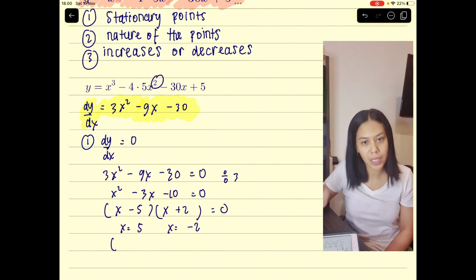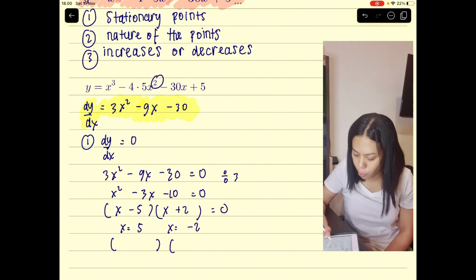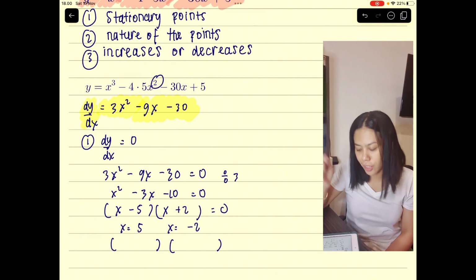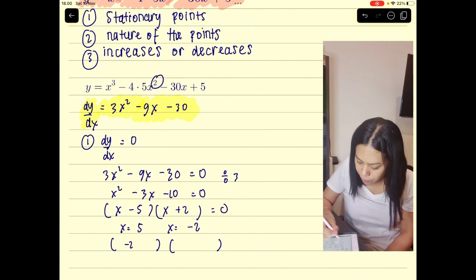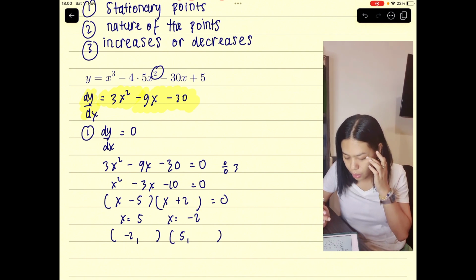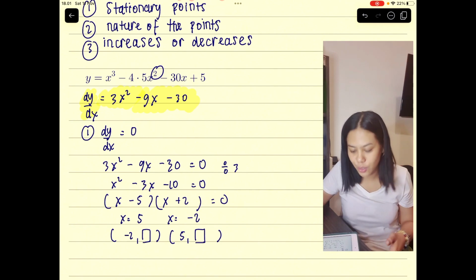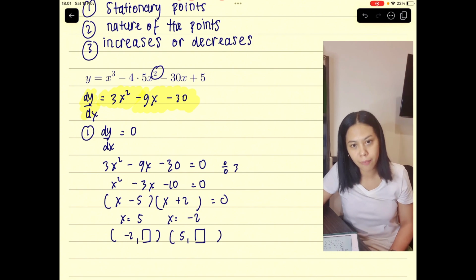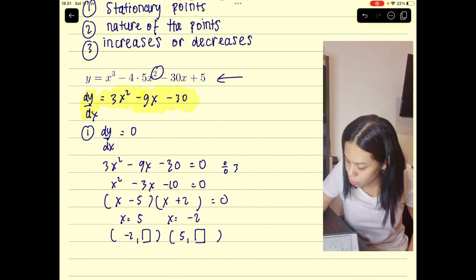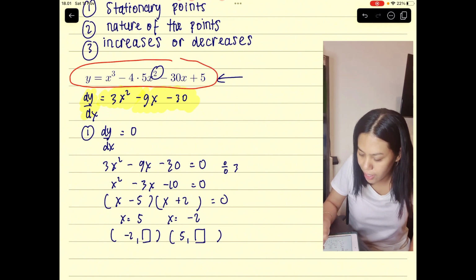Okay, because it says it's a point, we need the partner of the 5 and negative 2, because that's just the x. A point is x comma y. So for the stationary points, I'm going to put the lower one on the left side: negative 2 comma something and 5 comma something. So how do I find the partner of negative 2 and 5? Because that's the y, I'm going to substitute it into the original formula. Okay, so I'm going to circle it red. So people, do you see this? I'm circling it red. Yeah.